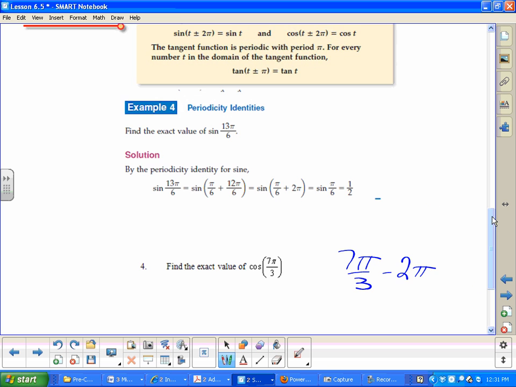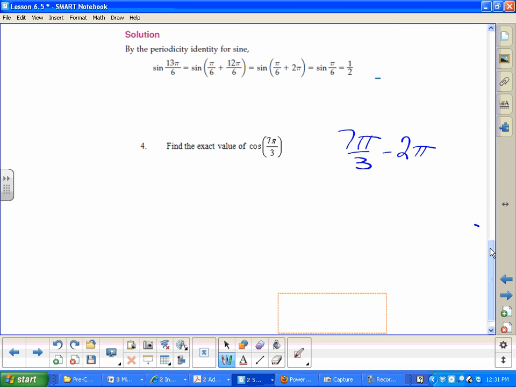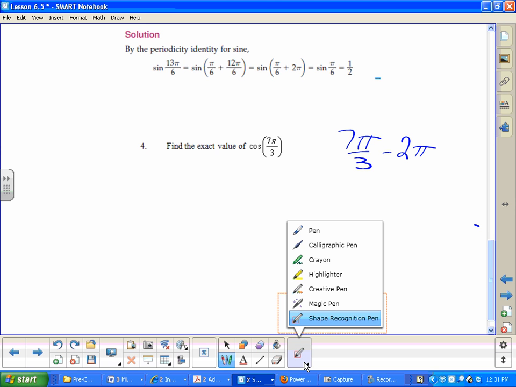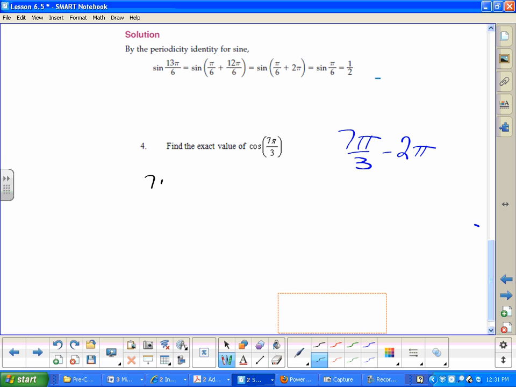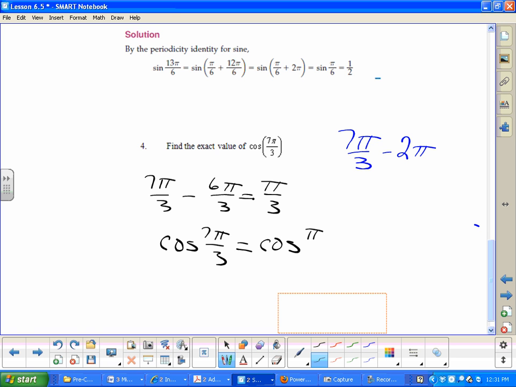So here they want us to find the exact value of cosine 7 pi over 3. We actually did a problem just like this the other day. Okay? All we need to do is get it between 0 and 2 pi. Once I get it between 0 and 2 pi, I can find cosine of 7 pi over 3. So what do we do? Subtract 2 pi. So 7 pi over 3 minus 6 pi over 3 equals pi over 3. So the cosine of 7 pi over 3 is the same as the cosine of pi over 3, which is 1/2.